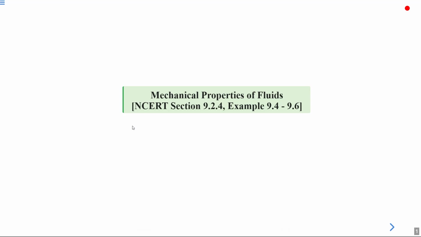Hello students, in today's lecture we are going to learn about mechanical properties of fluids, NCERT section 9.2.4, and we will solve example 9.4 to 9.6.